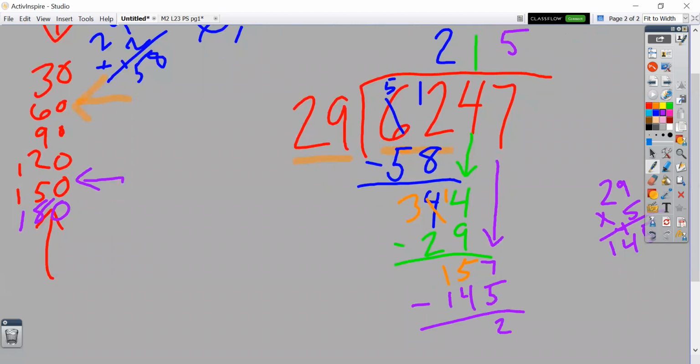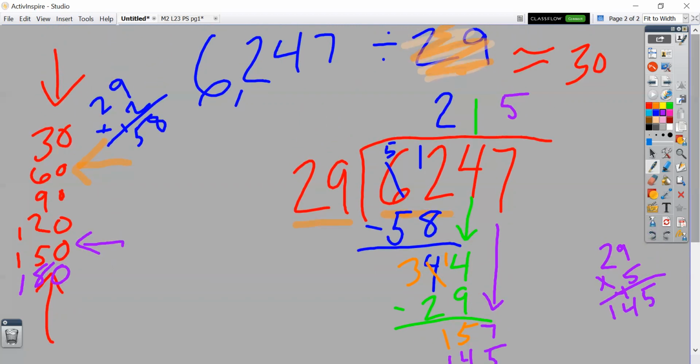If it's smaller than our divisor, we know we're done. And it is smaller than our divisor. There's no more digits in the dividend to pull down, so we know we're done with that. That means those 12 are actual remainders. So our quotient is 215. Our remainder is 12.